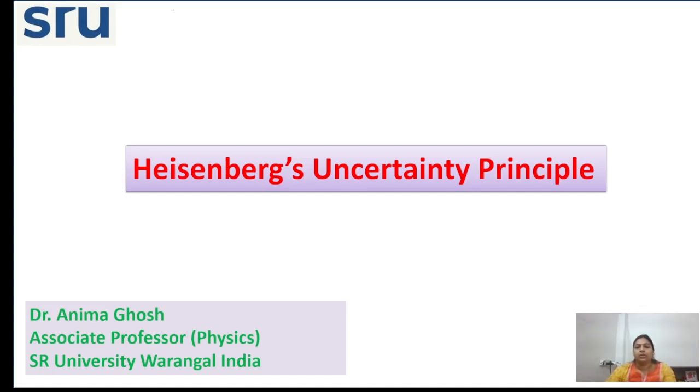So we know the Heisenberg uncertainty principle is the most profound concept in modern physics. It was proposed by Werner Heisenberg in 1927, after the proposal of the de Broglie hypothesis. So why this concept came and what the basics of this uncertainty principle are will be discussed today.